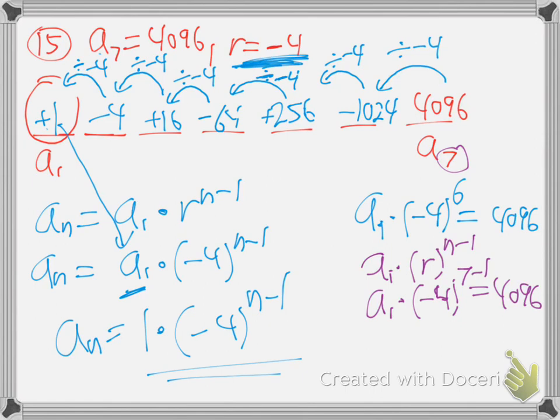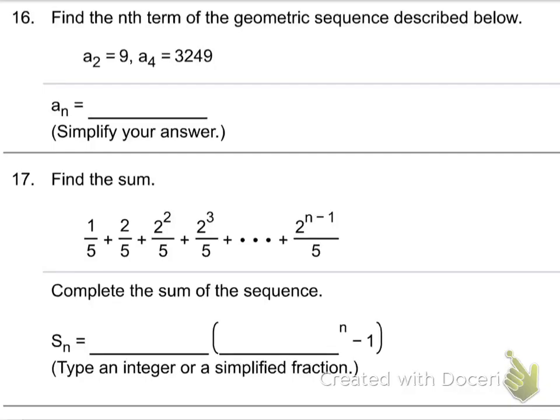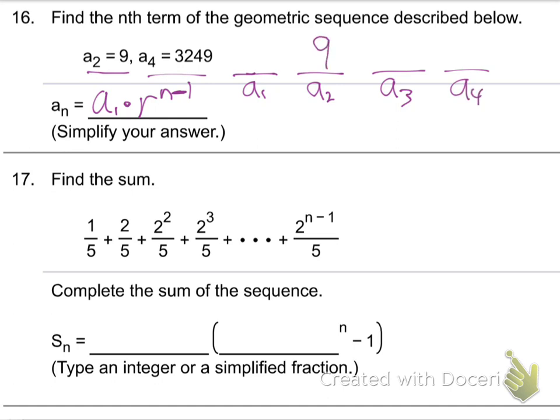So by formula or by just stepping backwards, either way, you can get A1, and we get the formula. Number 16: they're giving you the second term and the fourth term, and they want the formula. Remember, the formula is A sub n equals A1 times R to the n minus 1. So imagine 4 terms here: A1, A2, A3, A4. They give me the second term is 9 and the fourth term is 3249. So they're giving you the second and the fourth, and somehow you want to find A1 and R so that you'll have the formula.